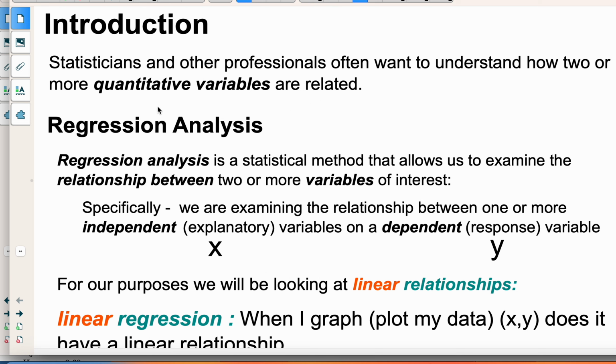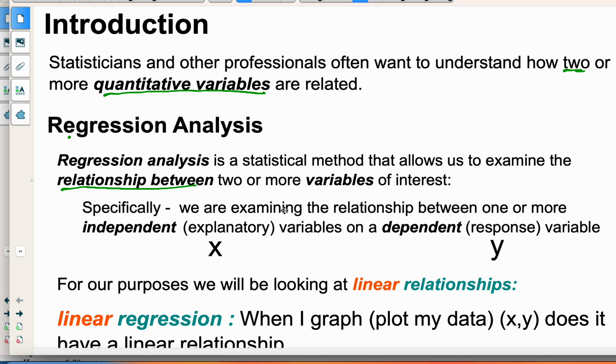Well, we often want to understand how two or more quantitative variables are related. So whenever we're doing regression analysis, we're always talking about quantitative variables. Regression analysis is just the method we use to examine the relationship between those two or more quantitative variables. Okay, that's all regression analysis is. We want to investigate the relationship.